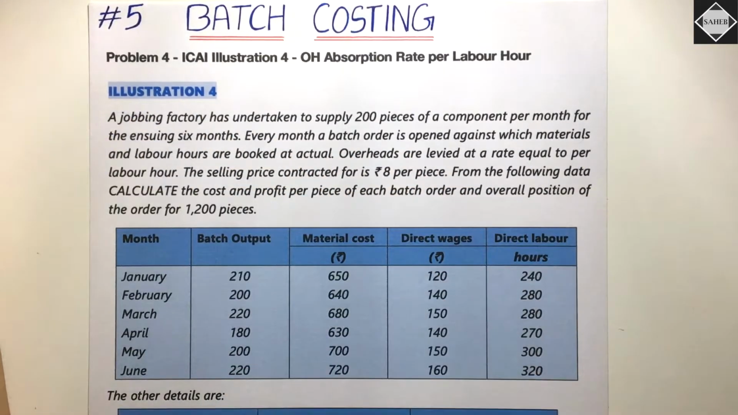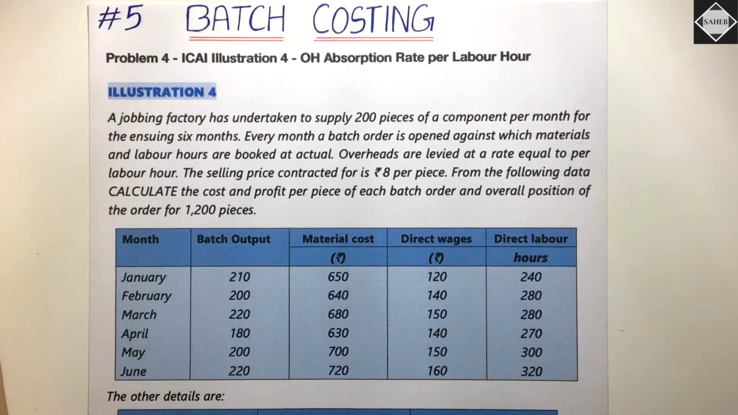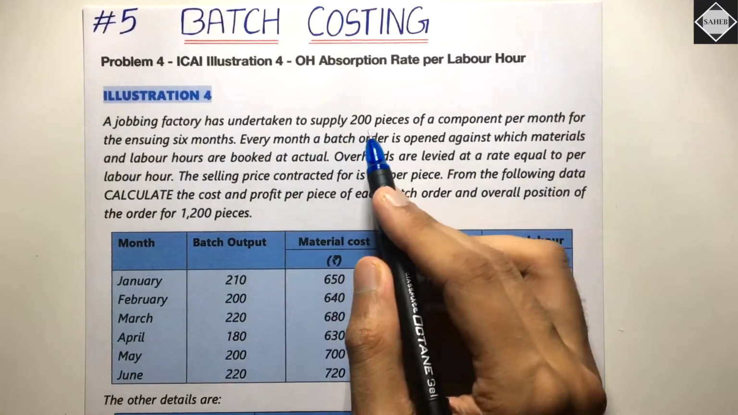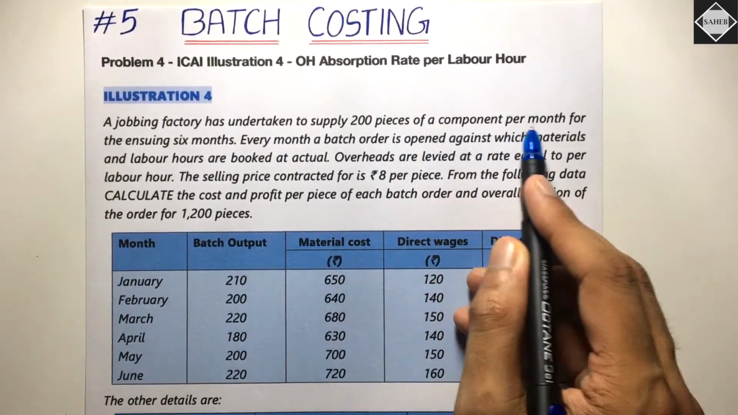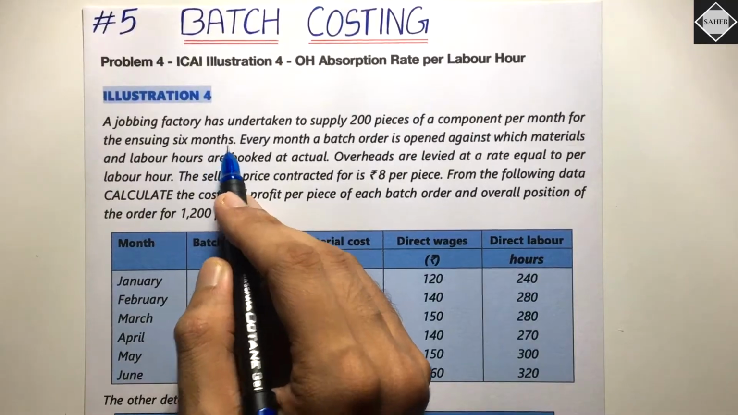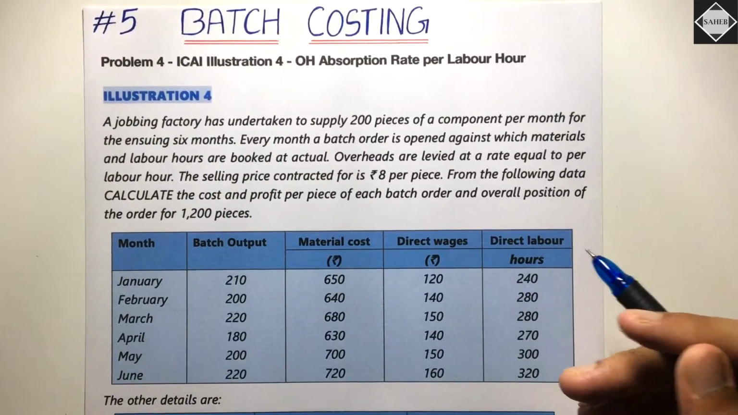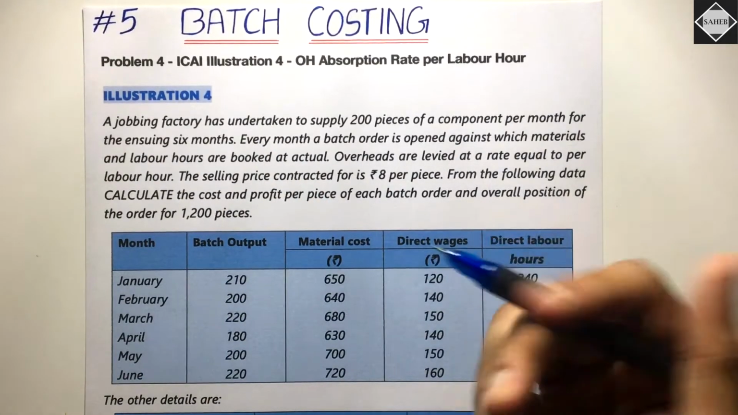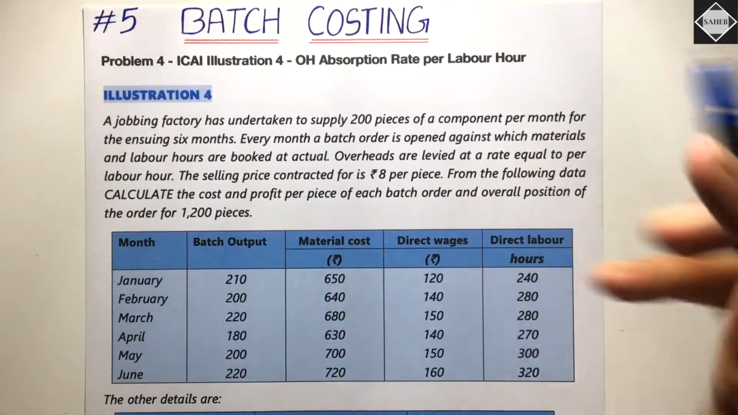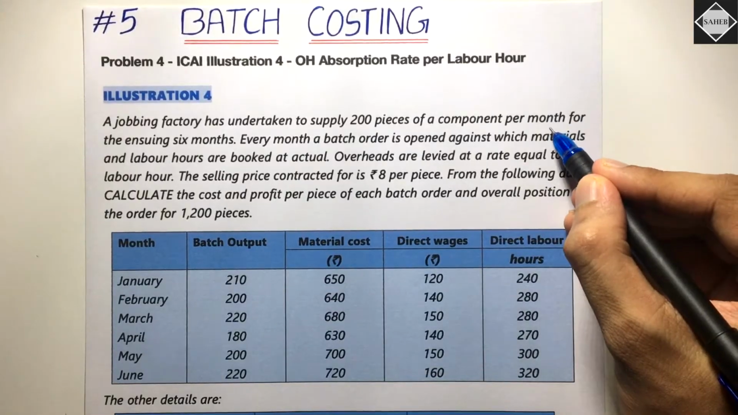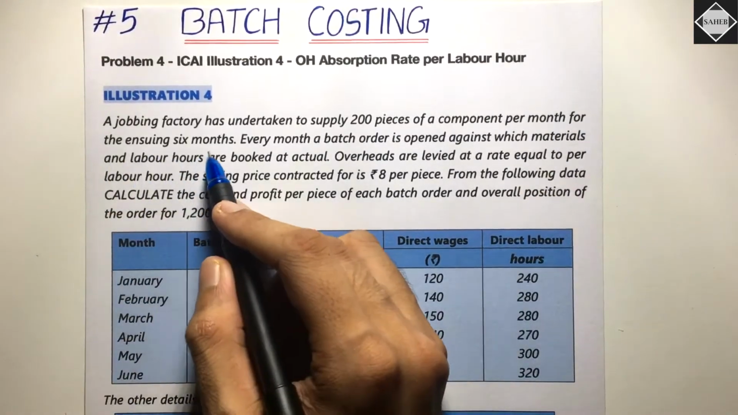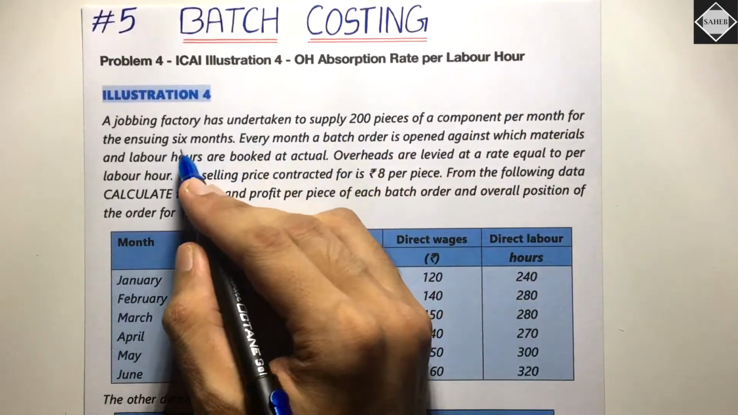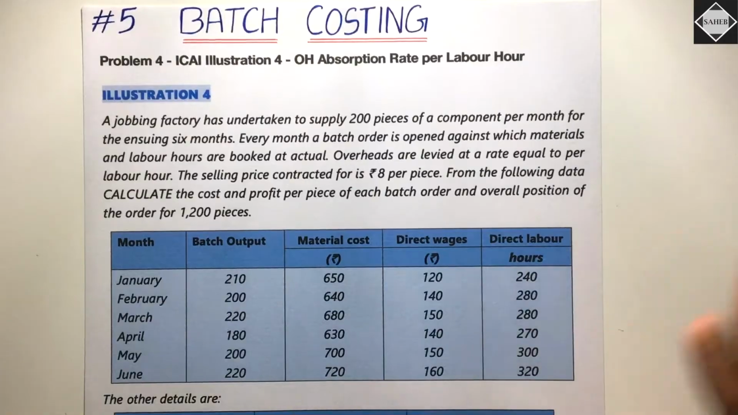Let's just read the question once and see what we have here. Let's begin. A jobbing factory has undertaken to supply 200 pieces of a component per month for the ensuing 6 months. So here they are talking about a factory which takes small contracts, and they have taken a small job, a contract to supply 200 pieces of a particular component per month for the ensuing 6 months, not for the entire year. So 200 into 6, that's 1200 pieces in total, isn't it?